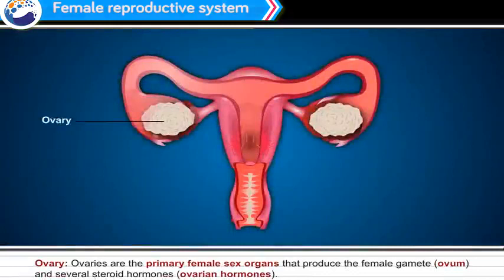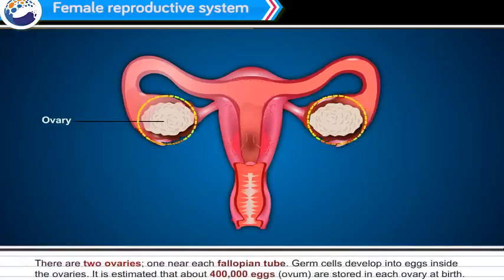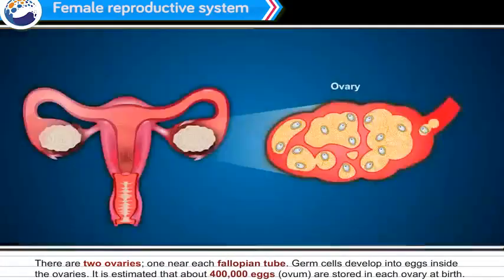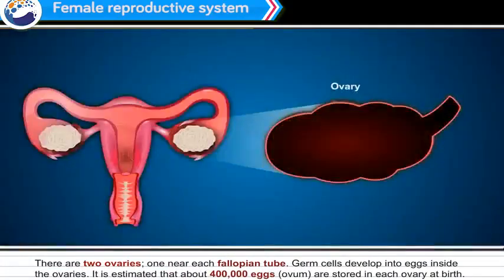A. Ovary. Ovaries are the primary female sex organs that produce the female gamete, that is ovum, and several steroid hormones, that is ovarian hormones. There are two ovaries, one near each fallopian tube. Germ cells develop into eggs inside the ovaries.